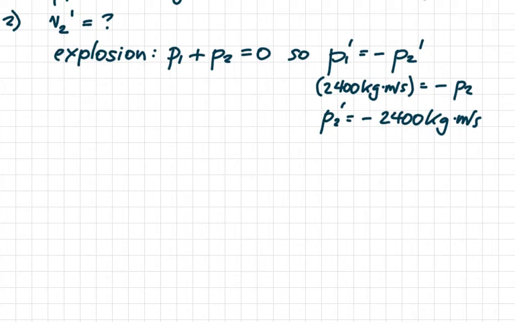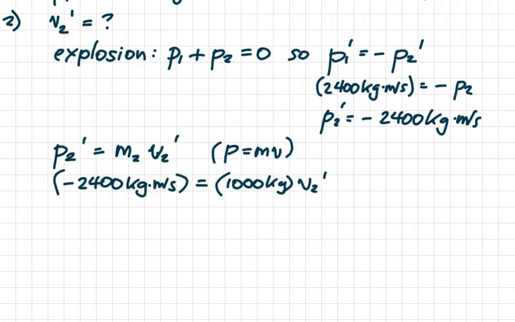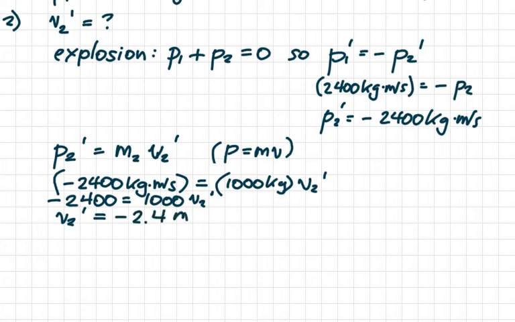I'm looking for v2 prime. And I can get that by doing P equals mv. It may not look like P equals mv, but I'm just putting in primes and subscripts, but yeah, that is P equals mv. That's the definition of momentum. So I have negative 2400 equals 1000 v2 prime. So that means my v2 prime, the velocity of the cannon after it fires, is negative 2.4 meters per second.